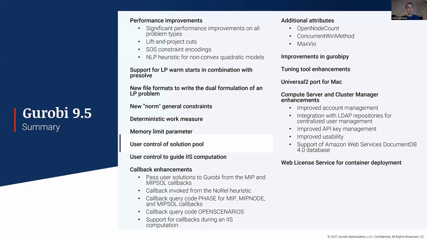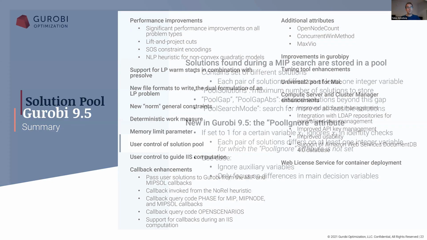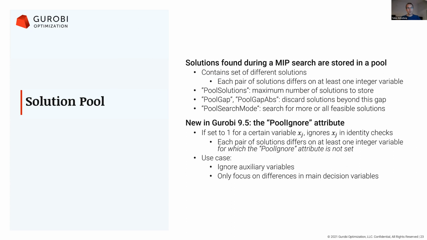We have added some user control to the solution pool, also a feature request by our users. And this is the following. So recall that the solution pool stores a set of solutions that we have encountered during the MIP search. So you can even set the pool search mode parameter to 1 or even to 2 to continue to populate that solution pool with additional solutions even after you have found an optimal solution and have proven that optimality for that solution. And you would use that if you are interested in additional solutions.